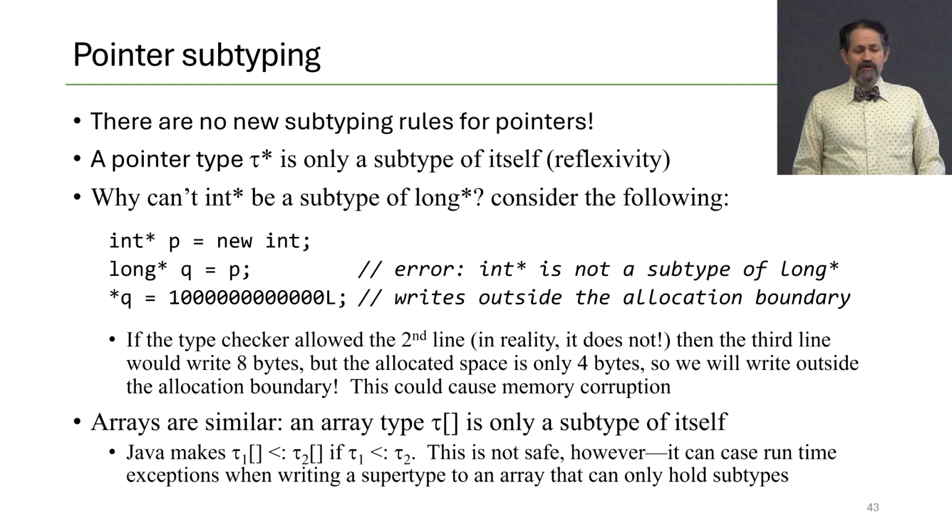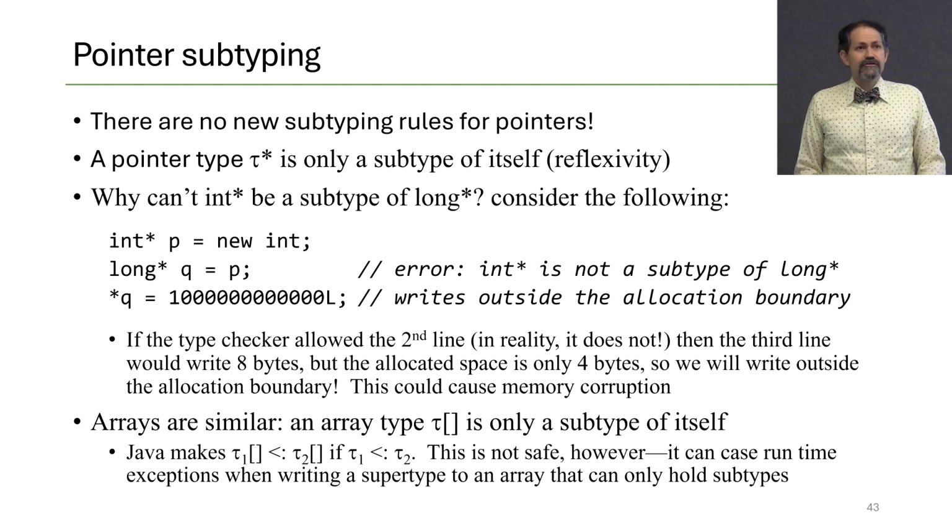Okay? The problem is that if the type checker allows the second line, and of course in reality it does not, then the third line is writing a long value to a long pointer address, and so it's going to write 8 bytes. That's what we do when we write longs. But the allocated space was for an integer. There's only 4 bytes there. So we're going to write outside the allocation boundary, and this could cause memory corruption, including security vulnerabilities.